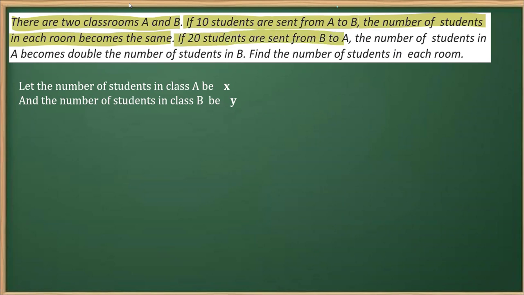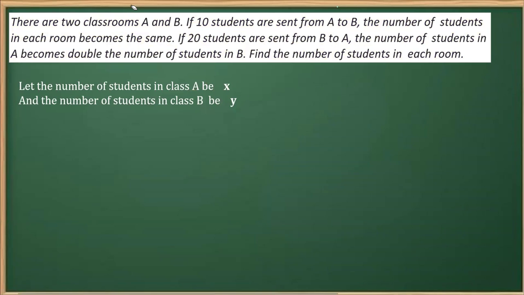If 20 students are transferred from B to A, then in that case, section A will have double the number of students of section B. We have to find the number of students in each case. So first you can see that I've already taken the number of students in class A as X, and that of class B as Y.